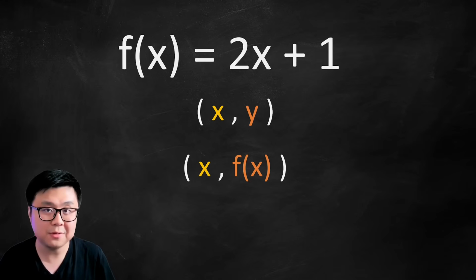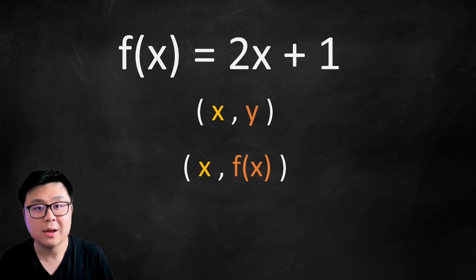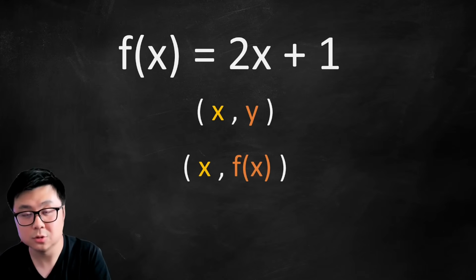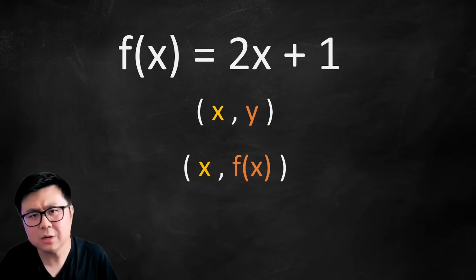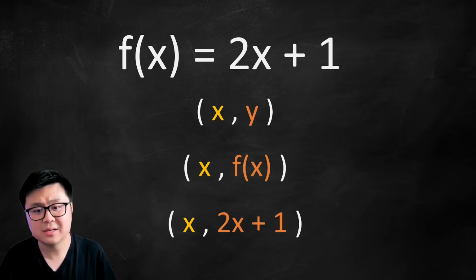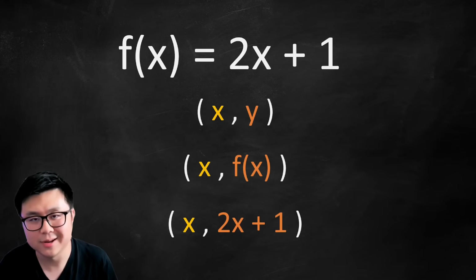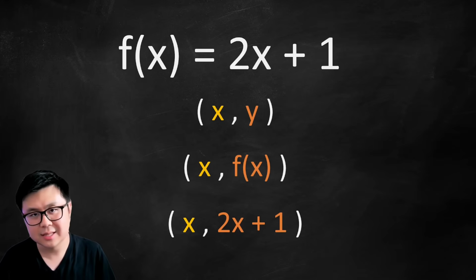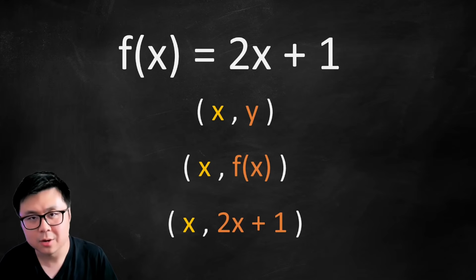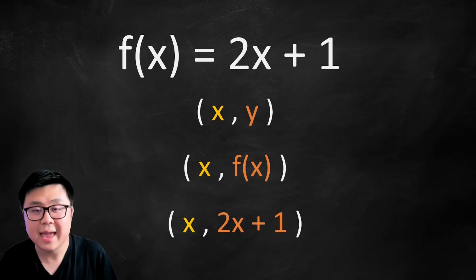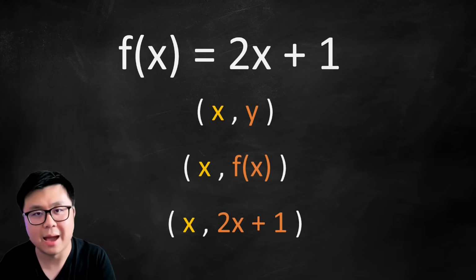Let's take it one step further. Did we not have on the board here f of x is equal to 2x plus 1? Well, if they're equal, then I can replace the f of x with 2x plus 1, and that's also a way to represent the y coordinate of our point. So as you can see, these three ways here are different ways to represent any random point on our function.